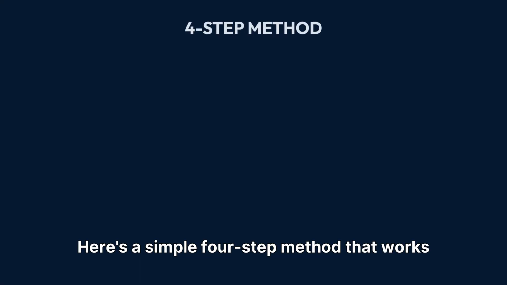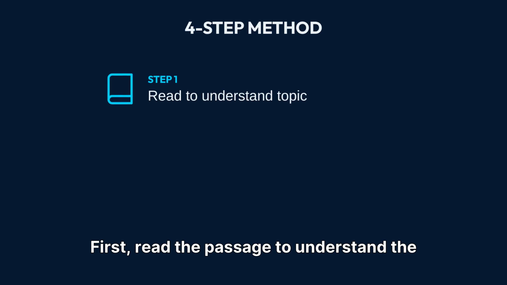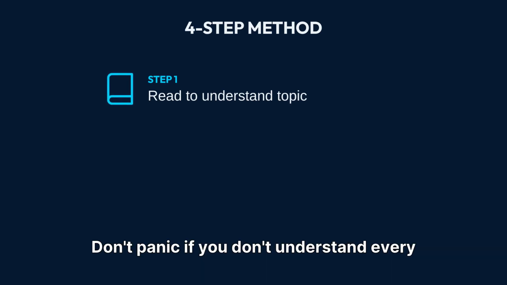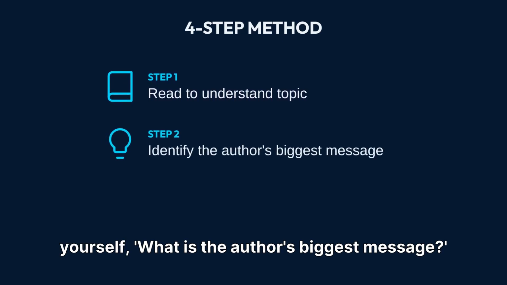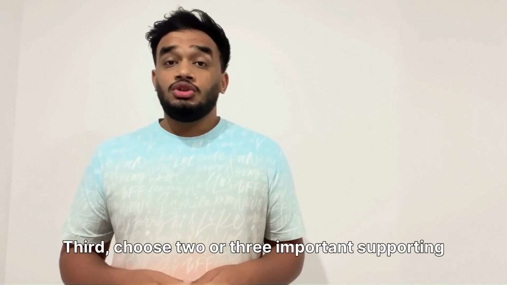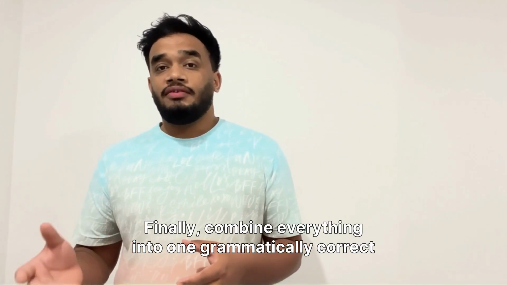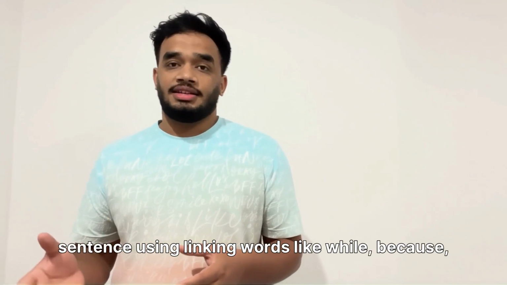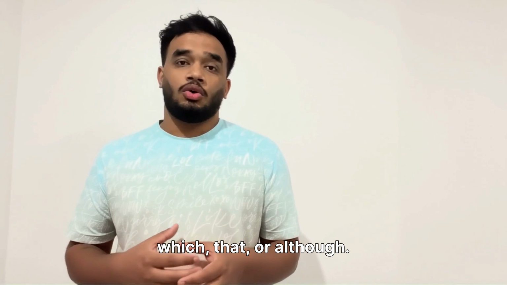Here's a simple 4-step method that works for almost every question. First, read the passage to understand the general topic. Don't panic if you don't understand every word. Second, identify the main idea by asking yourself, what is the author's biggest message? Third, choose 2 or 3 important supporting points. Finally, combine everything into one grammatically correct sentence using linking words like while, because, which, that, or although.